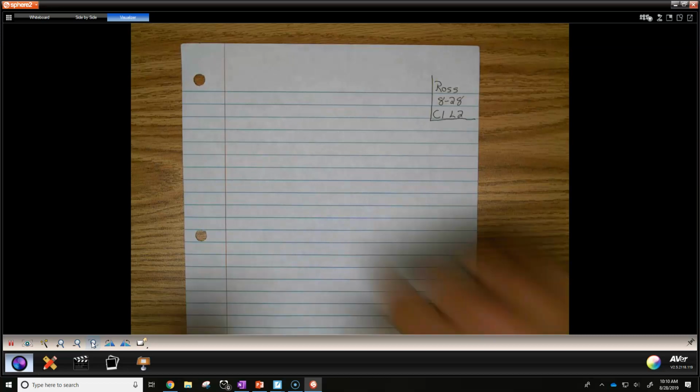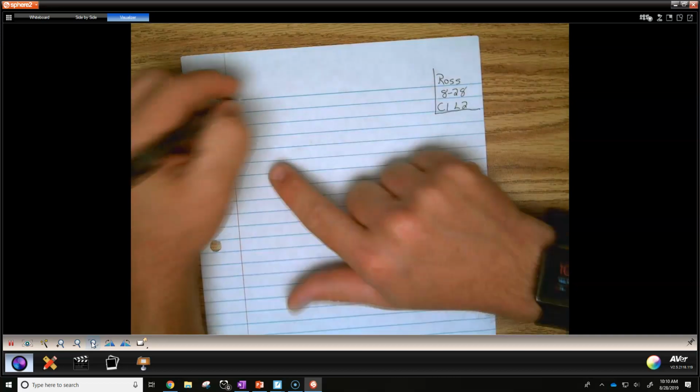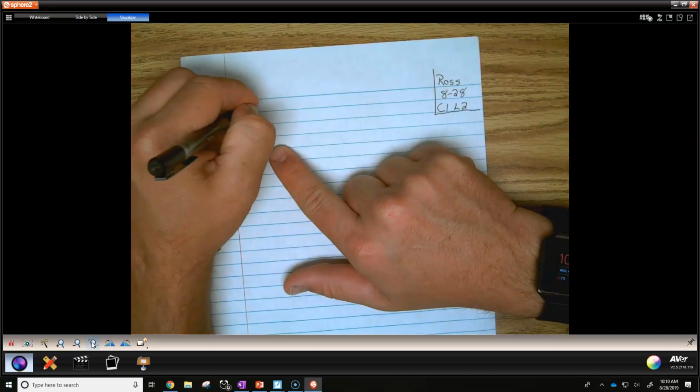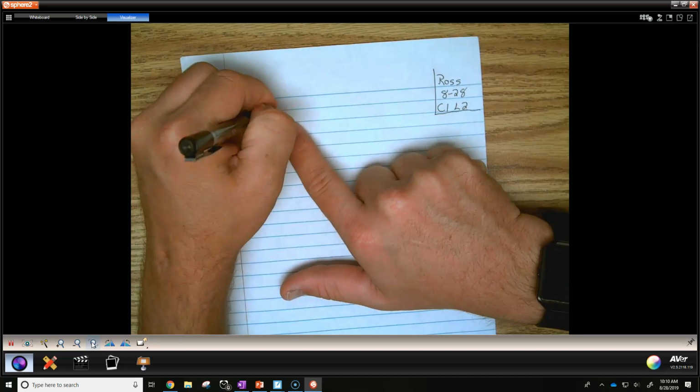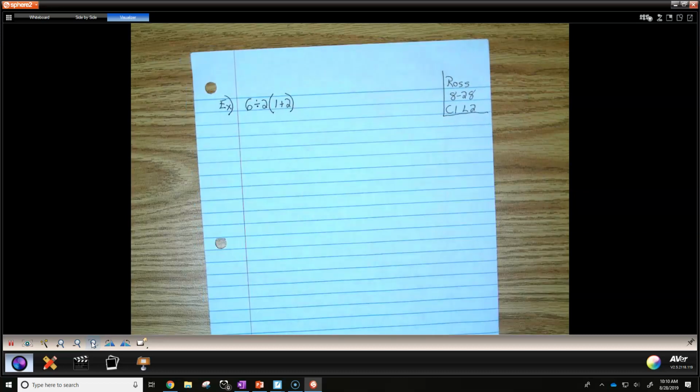Alright, where did I put that? Alright, you guys ready for our example? I'm going to do an example problem. Yeah, that's okay. I'm going to do one example for you, and this will show you how to do your homework. You must show your work on all your homework. So, I'm going to put EX if you want to do this with me. 6 divided by 2, parentheses, 1 plus 2. This is the Facebook problem everyone is arguing about.